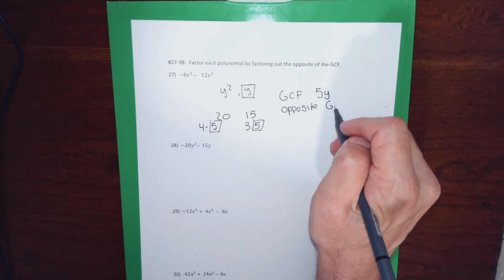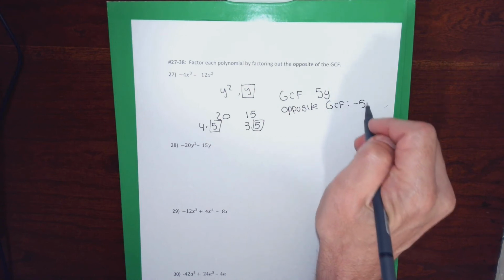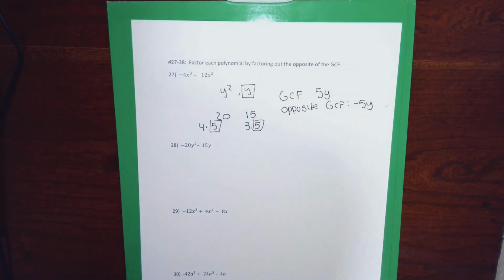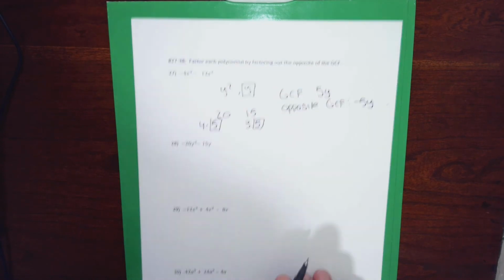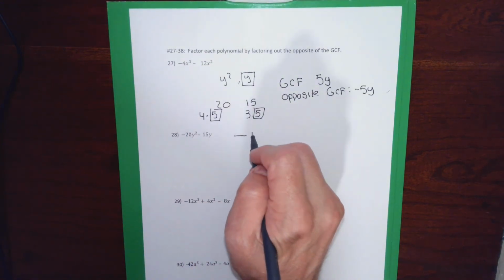So I found the greatest common factor, and now I'm going to find the opposite of it. And that's what I'm going to write in front of my parentheses. And now I'm going to start to factor in my head. I'll try to talk through what I'm doing.